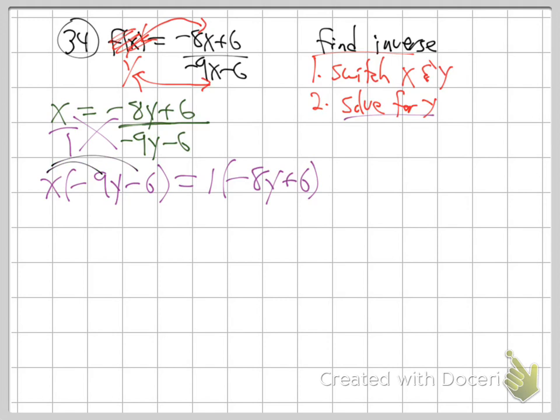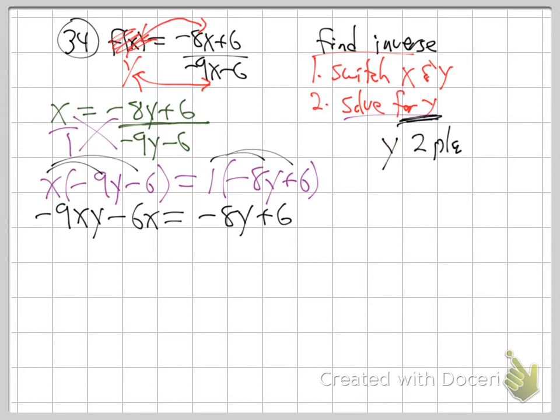Distribute. Minus 9xy minus 6x. Distribute. Minus 8y plus 6. So now we're trying to solve for y. But y is in 2 locations, isn't it? y is in 2 locations. So what do we do about y in 2 locations? Get them on the same side. Yeah, we've done that a couple times, huh? So y is in 2 places.